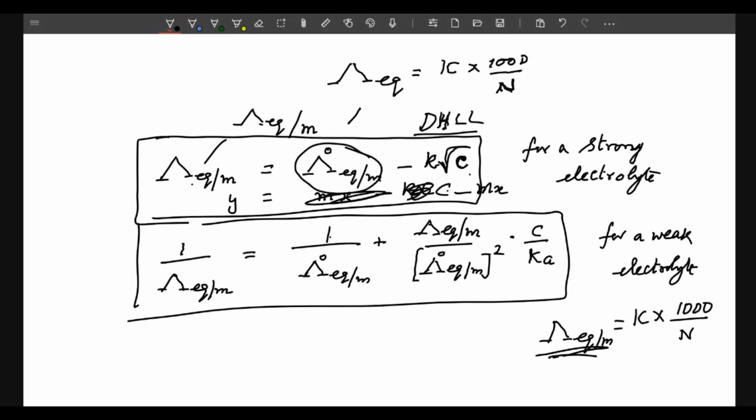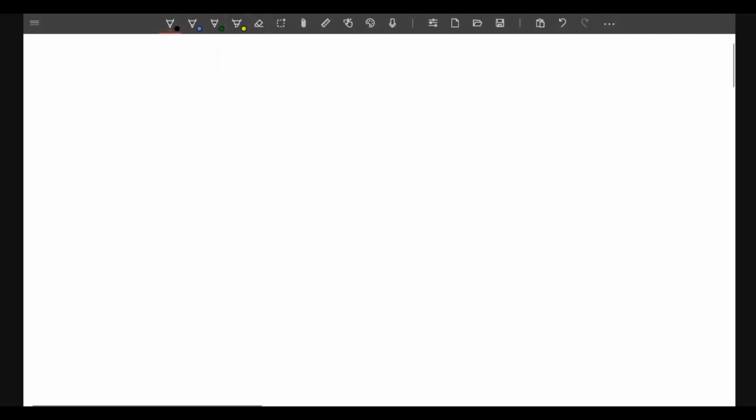Similarly, what is the variable? This is a variable on this side. This is a constant, this is a constant, and this is a constant, and these two are the variables on the other side. Therefore, if you plot it for the weak electrolyte also, you get a straight line. From the straight line, you can find out the limiting conductance.